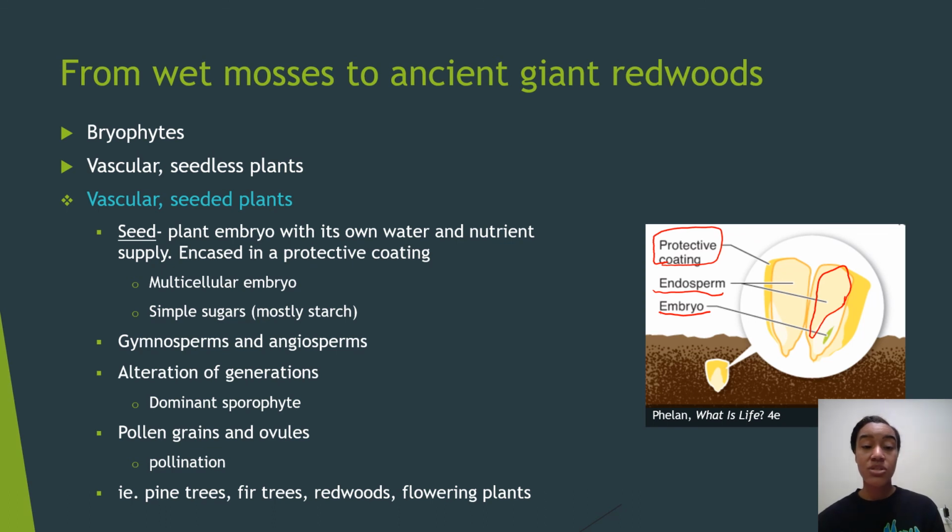And they have pollen and ovules in order to undergo sexual reproduction, and they undergo sexual reproduction via pollination. So the use of pollen grains and ovules for fertilization is called pollination. And some examples of vascular seed plants are pretty much everything that you would associate with being a plant today. Pine trees, fir trees, redwoods, any trees, any flowering plants, orchids, tulips, sunflowers, mulberry bushes, blackberry bushes. All of these things are vascular seeded plants.